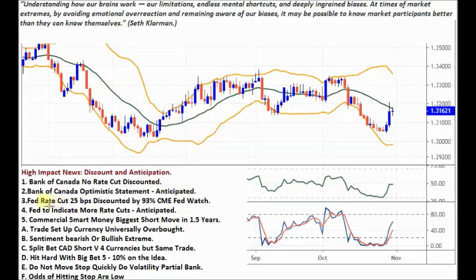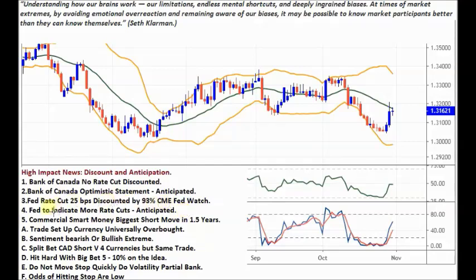Now, we had another central bank meeting yesterday, which was the Fed. The Fed cut rates by 25 basis points. That was discounted by 93% if you look at CME FedWatch. We thought they could possibly hold, actually. They didn't. They cut as anticipated. So basically, the USD wasn't going to sell off much on that. It was already in the price.